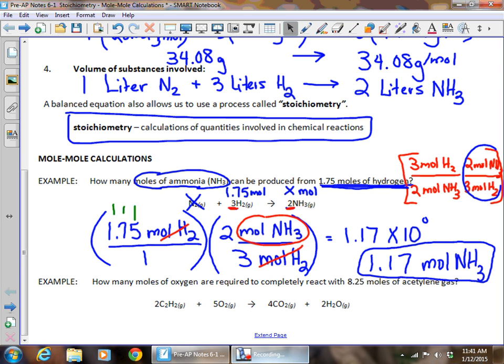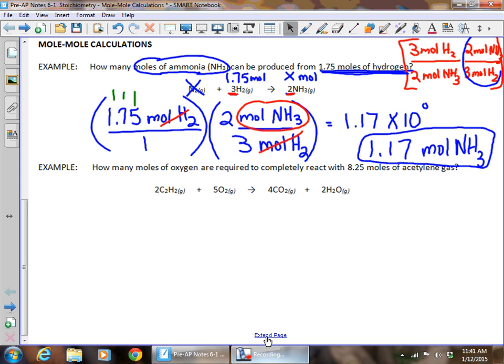One more example, just to make sure we've got it. We're going to do the same thing we did above. We're going to circle what we're trying to find, underline what we're given, and 8.25 moles of acetylene gas. You may not know what acetylene gas is, but by process of elimination, it's not oxygen, not CO2, carbon dioxide, and not water, so it must be C2H2, 8.25 moles.